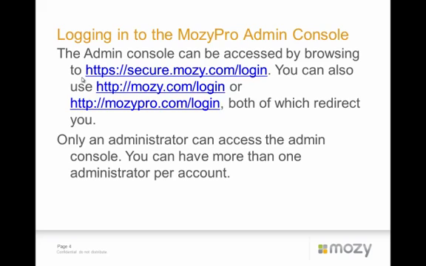Let's talk about logging in. Logging into the admin console is pretty straightforward. The actual address is the first one listed on this particular slide, secure.mozy.com/login. That's where it goes if you put in either of the other two addresses that I have listed here, either mozy.com/login or mozypro.com/login. They all go to the same place, and then when you put in your credentials, it sees which account you're tied to and goes ahead and logs you in.